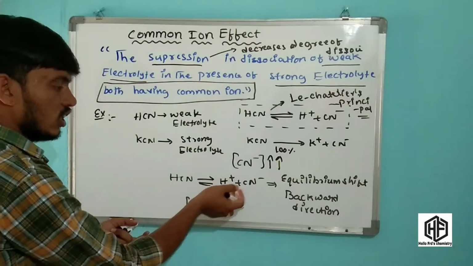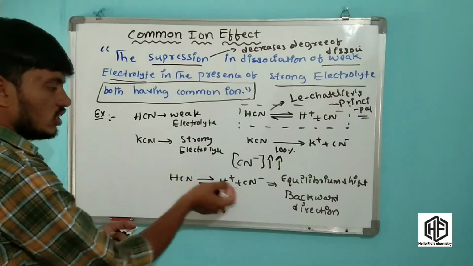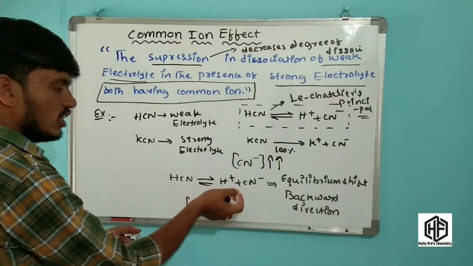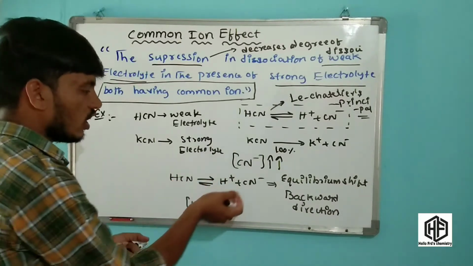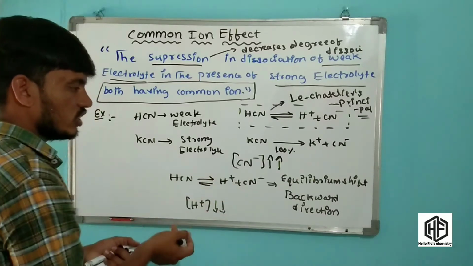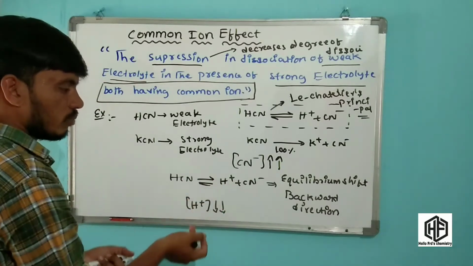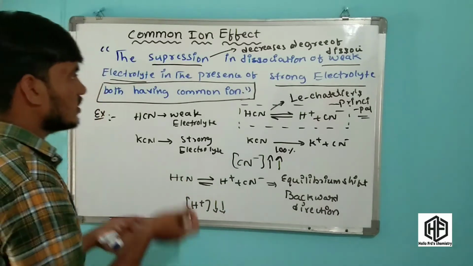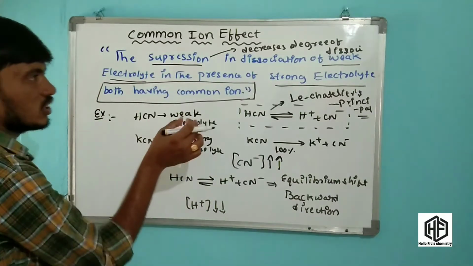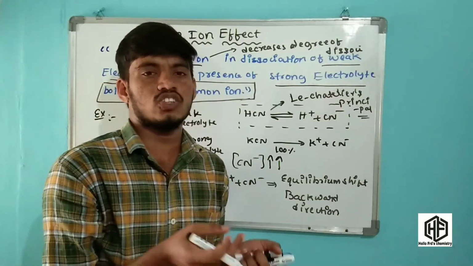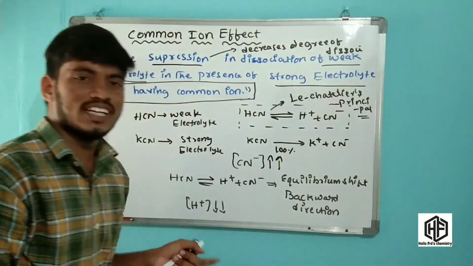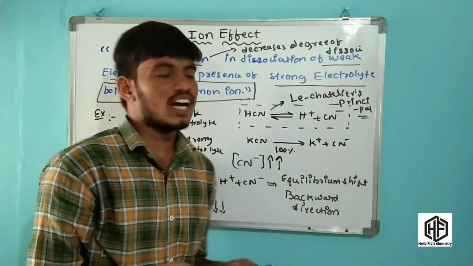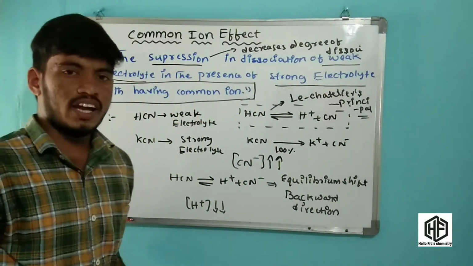Now H plus and CN minus are formed into SCN. Now these two are formed into SCN. What happened? This is the small quantity of the dissociation. A small quantity of moles is present there, and the dissociation is very small. It means this dissociation is suppressed. It means the degree of dissociation of the weak electrolyte SCN is suppressed. This is the concept of the common ion effect.